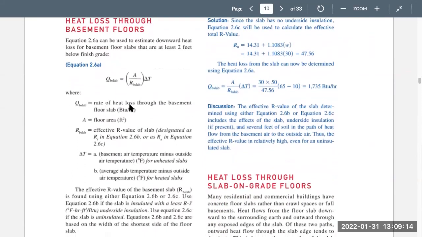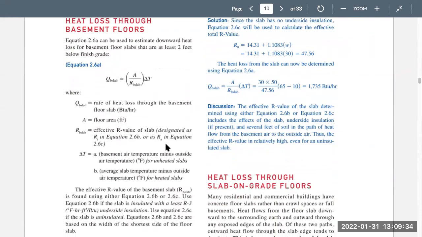So Q would be the rate of heat loss through the basement floor. A is the area of the floor. And R is the effective R-value of the slab. And then we have an option of T, where we have the air temperature inside minus the air temperature outside.